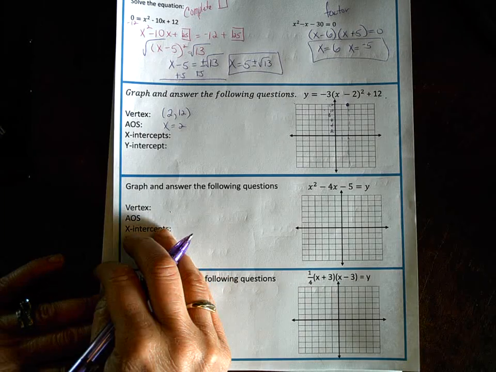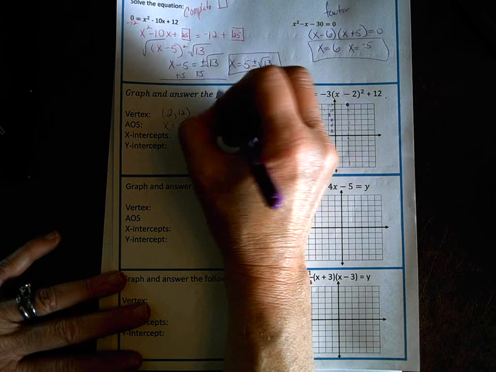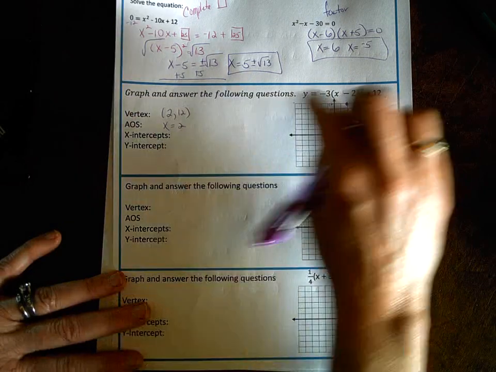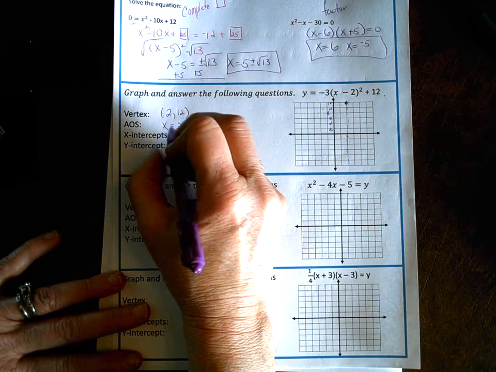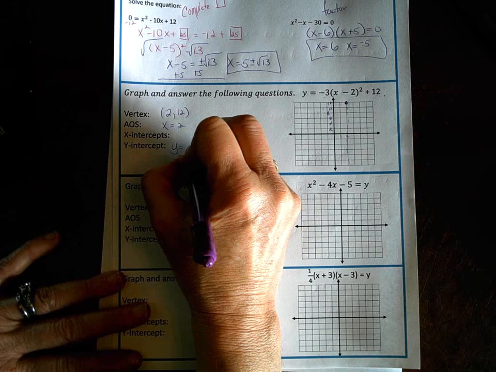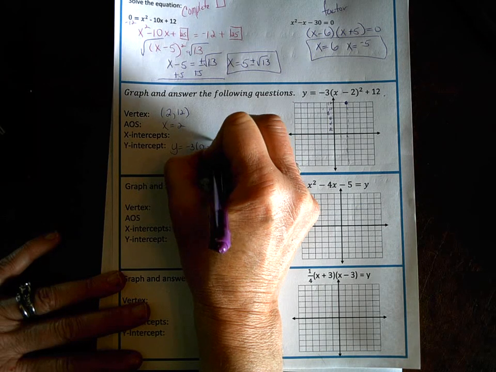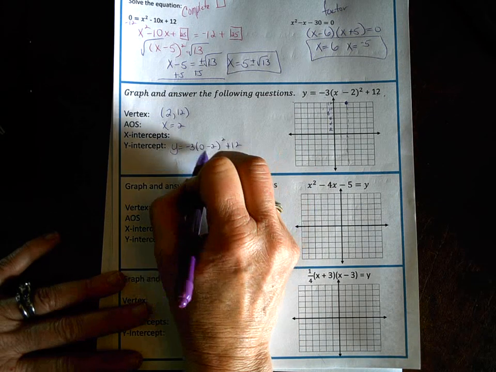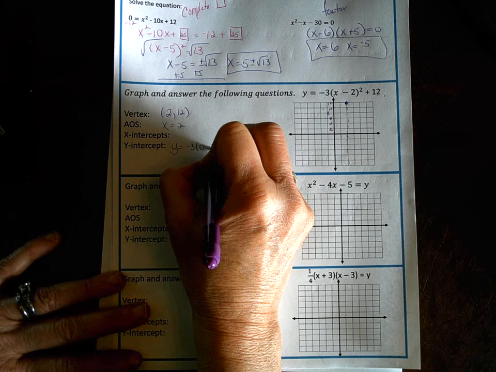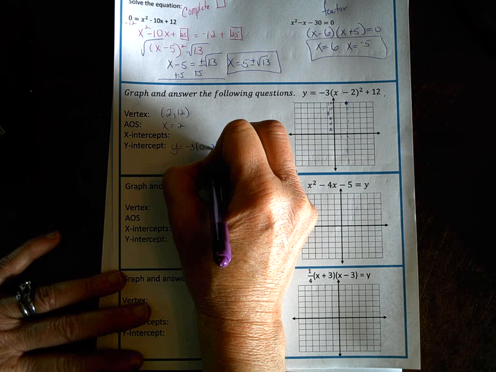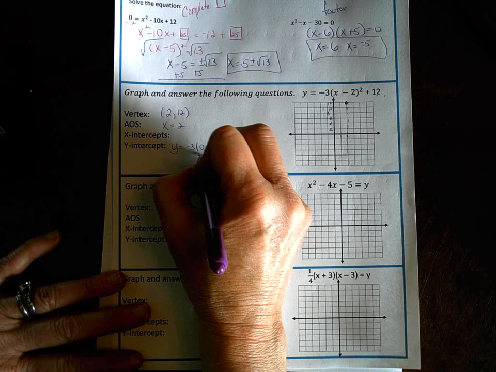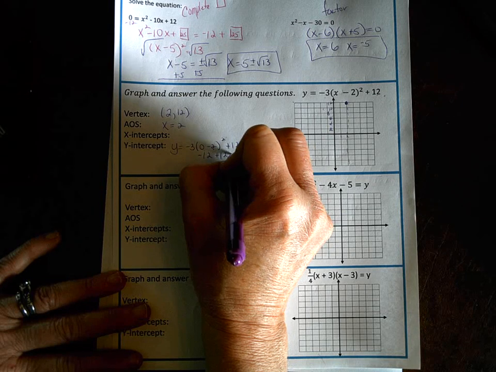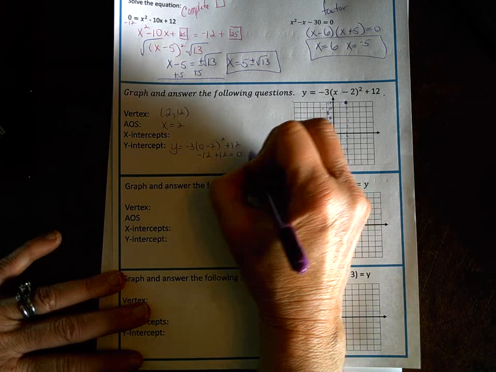X-intercepts. Okay, to remember to find the x-intercept, you let y equal 0. Let's do the y-intercept first. To find the y-intercept, you let x equal 0. That's -2 squared is 4. And so you get 4 times -3 is -12, plus 12, which is 0. So our y-intercept is at 0, 0.